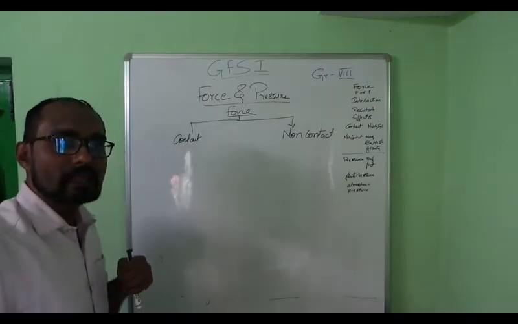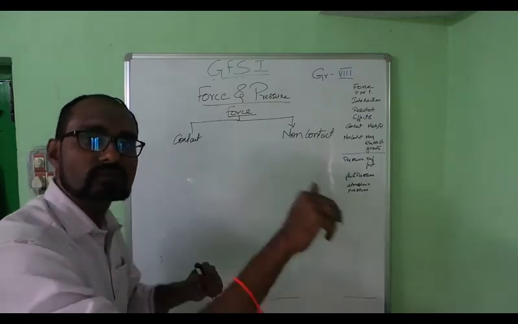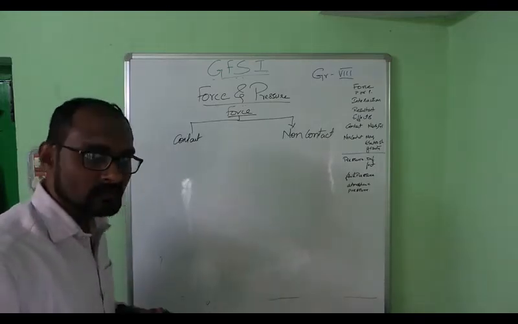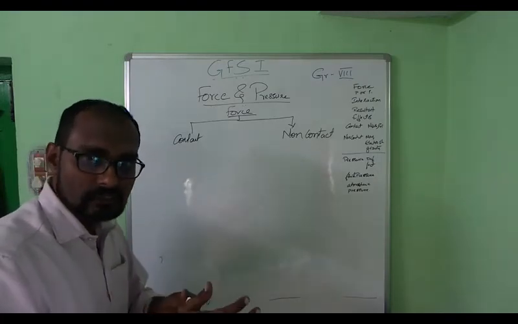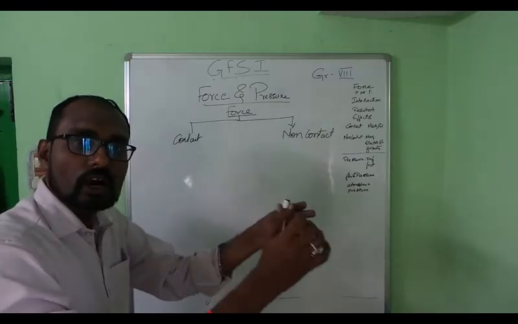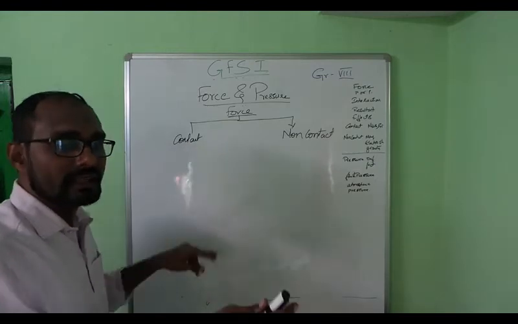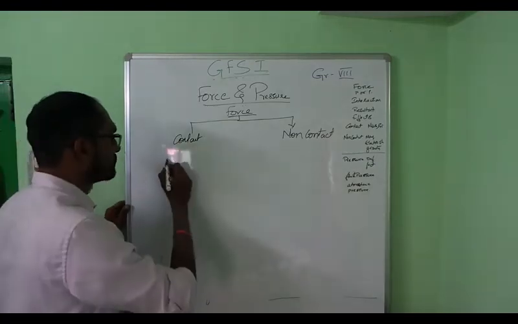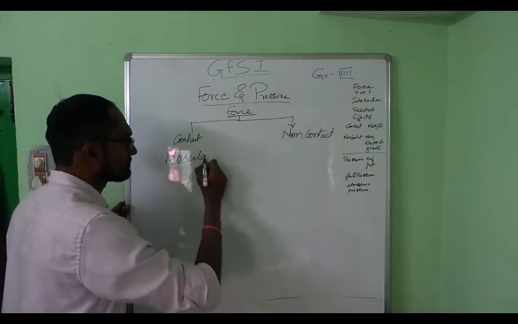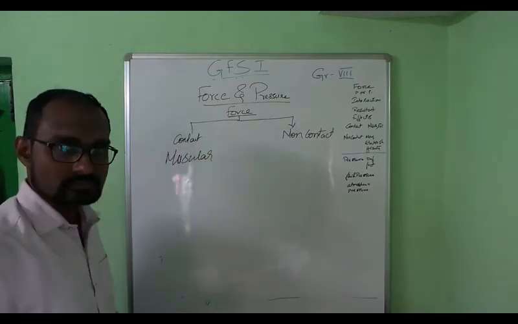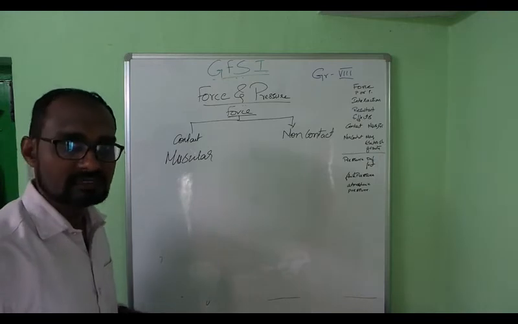So automatically my hand, which is exerting force, is in contact with the box on which the force is acting, isn't it? So this kind of force wherein the agent which is exerting force is in contact with the object on which the force is acting is called contact force. Okay, example for contact force is muscular force.